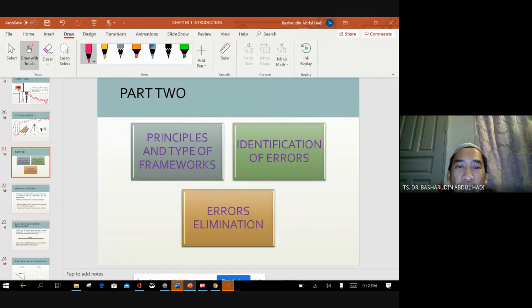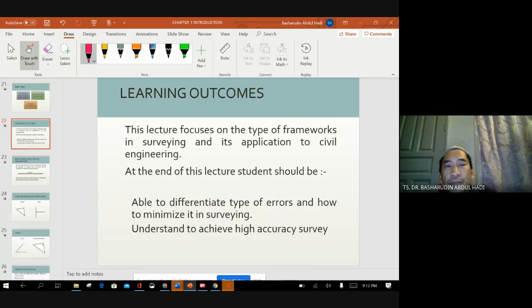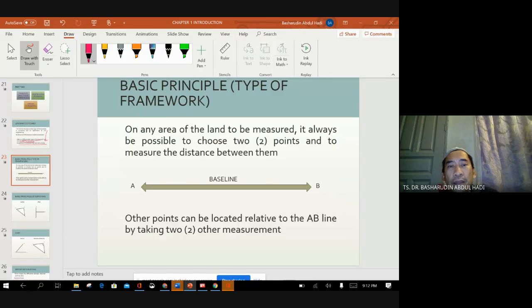Part 2, principle and type of frameworks, identification of error and error elimination. This lecture focuses on types of frameworks in surveying and their application to civil engineering. At the end of this lecture, students should be able to differentiate types of error and how to minimize them in surveying, and understand how to achieve a high accuracy survey.